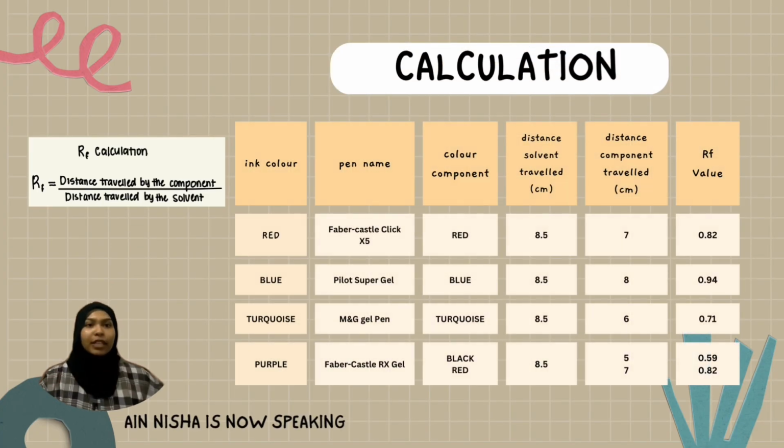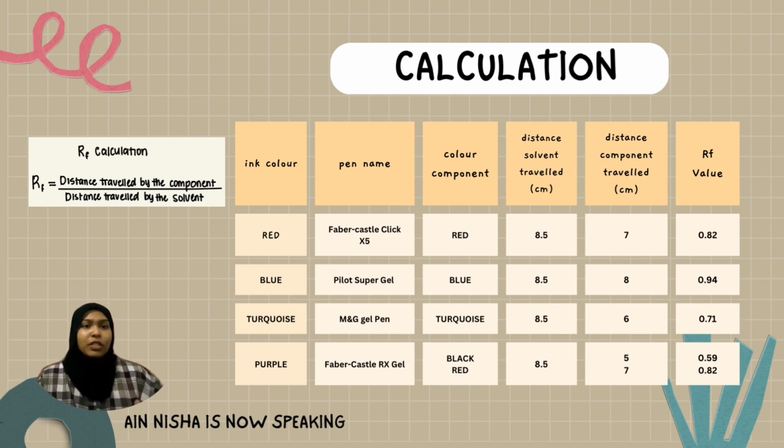Next, to quantify the observation, we need to calculate the RF value for each pigment. So, RF value is the ratio of the distance traveled by the pigment divided by the distance traveled by the solvent. Before that, we need to find the distance traveled by the solvent, where we subtract 1.5 cm from 10 cm, then we get 8.5 cm. Moving on to the first color component, which is red.